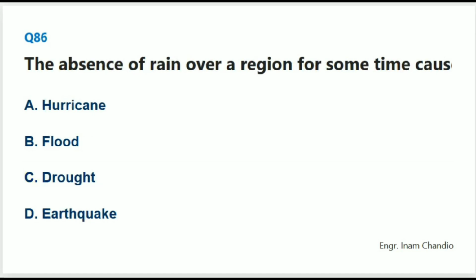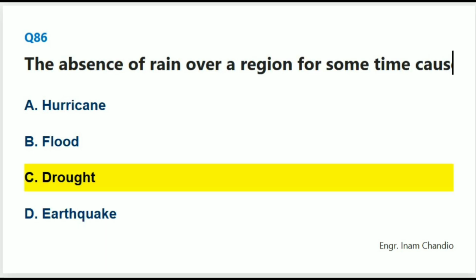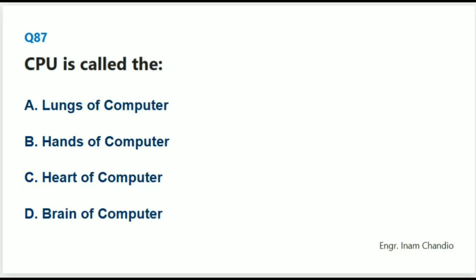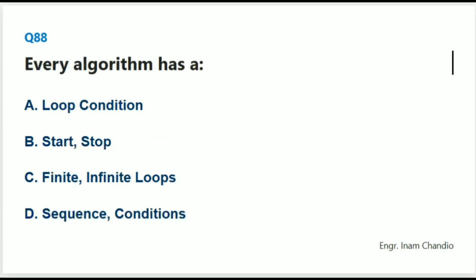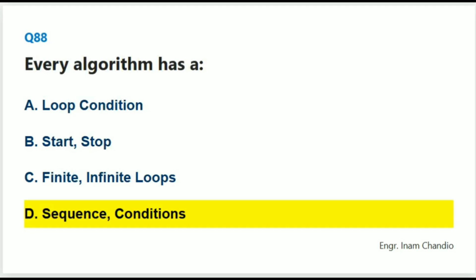The absence of rain over a region for some time causes the land to dry and thus results in. The correct answer is C. Drought. CPU is called the. The correct answer is D. Brain of computer. Every algorithm has a. The correct answer is D. Sequence, conditions.